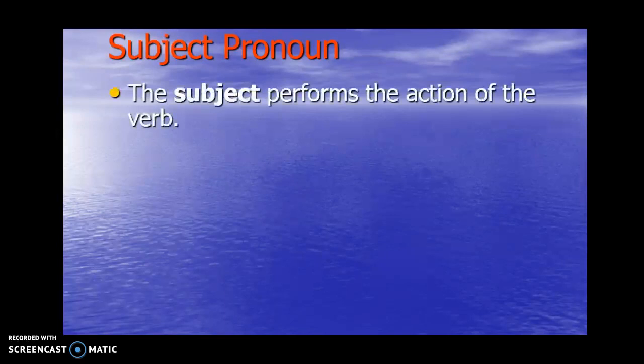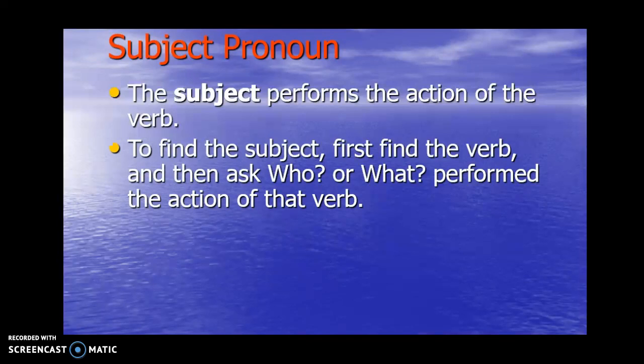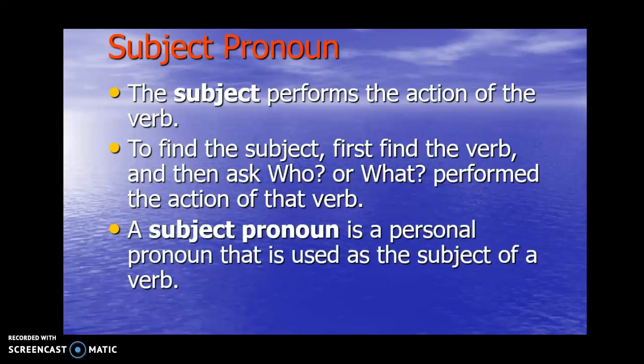All right, so a subject pronoun, of course you know, the subject of the sentence performs the action of the verb, right? The way I always find the subject is I find the verb first. Then I ask who or what performed the action of that verb. Now some words will always be verbs: am, is, are, was, were, be, being, been. Those will always be verbs, okay? They're linking verbs and sometimes they're helping verbs, but we're not going to get too caught up in that right now. So a subject pronoun is a personal pronoun used as the subject of the verb.